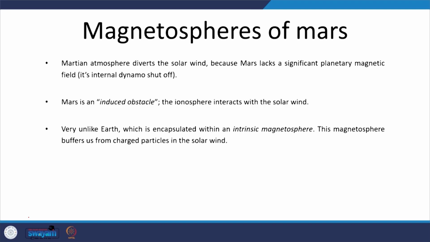Mars is an induced obstacle. The ionosphere interacts with the solar wind, very unlike the Earth, which is encapsulated within the intrinsic magnetosphere. The magnetosphere buffers us from charged particles in the solar wind. So, that means the magnetosphere is just a cavity which is protecting the Earth from the shower of the solar wind particles.